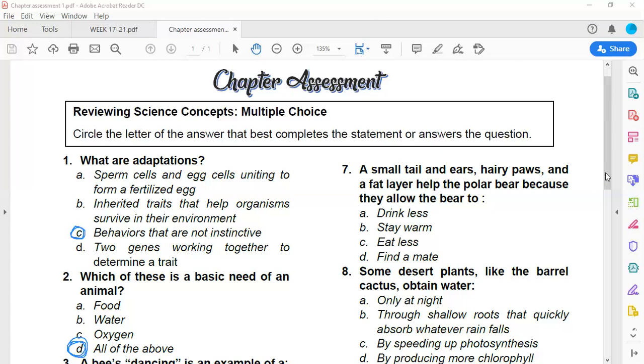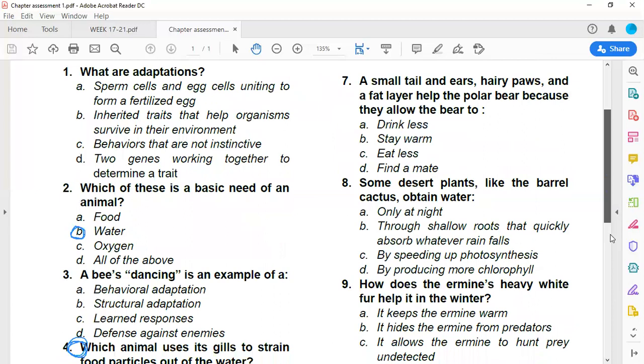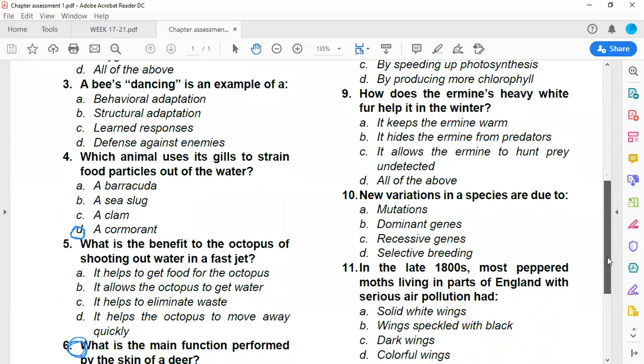We are going to move to numbers 3 and 4. Number 3 says a bee's dancing is an example of a. Letter A, behavioral adaptation. Letter B, structural adaptation. Letter C, learned responses. Letter D, defense against enemies. It is obviously letter A. It is a behavioral adaptation.